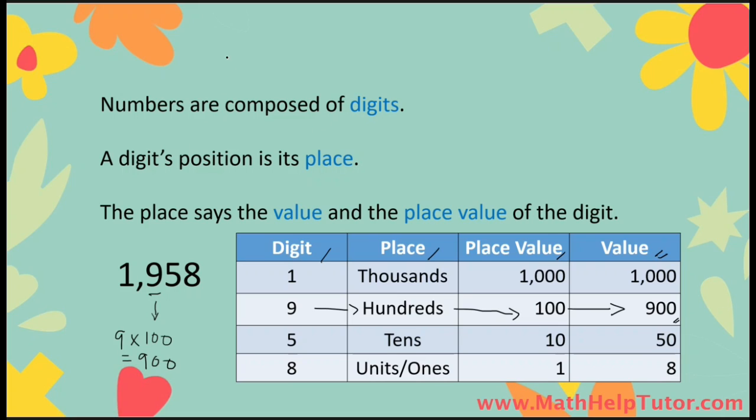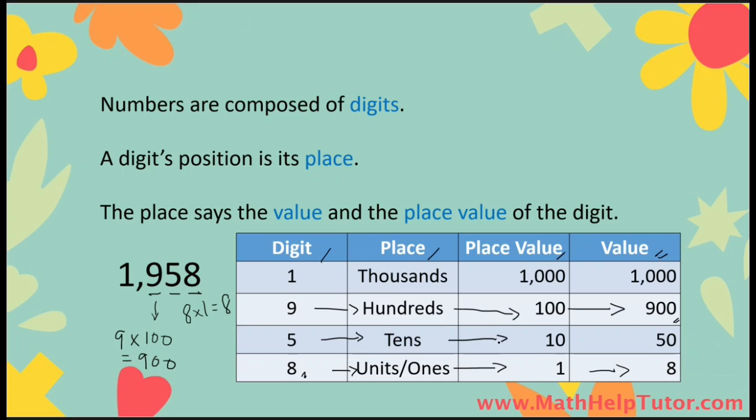So to know the value of the digit 8, we have to know what is the place and place value of that digit. Wherein we know that the digit 8 is in the ones place, which has a place value of 1. And since the place value of 1 has 8 instances, then we know that the value of the digit 8 is 8.